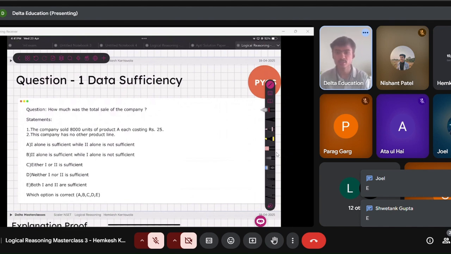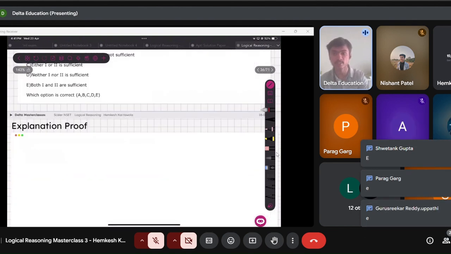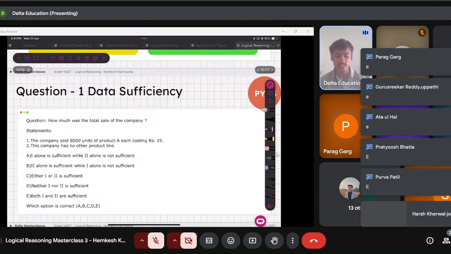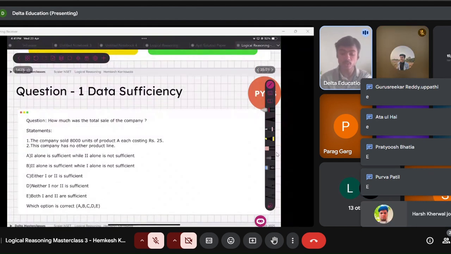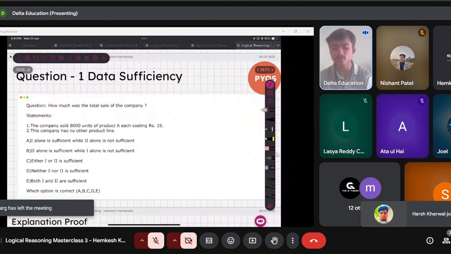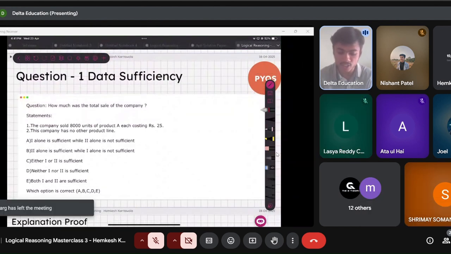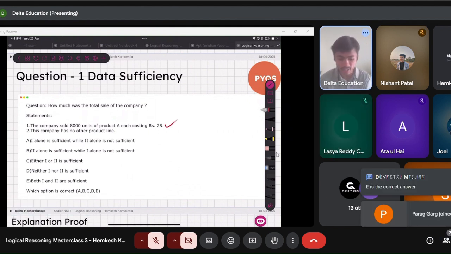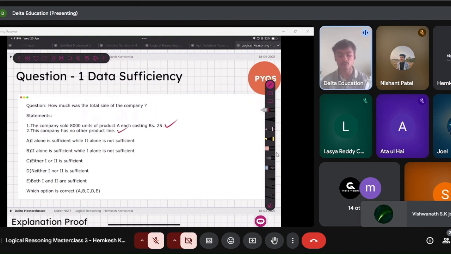E, both. Yeah, E is the correct answer. I think so. Yes, E is correct. Everybody is getting E. Great. So what is the question here? The question is how much was the total sale of the company, and what are the statements? The statements are the company sold 8,000 units of product A, each costing 25. So from this statement we can get the total selling price, and from statement 2, which is this company has no other product line, of course we would get the total sale of the company.